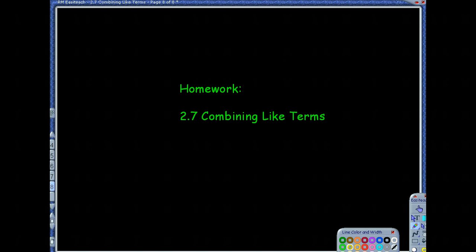All right, guys, the rest of the class period, you need to be working on your homework. It's section 2.7, combining like terms.